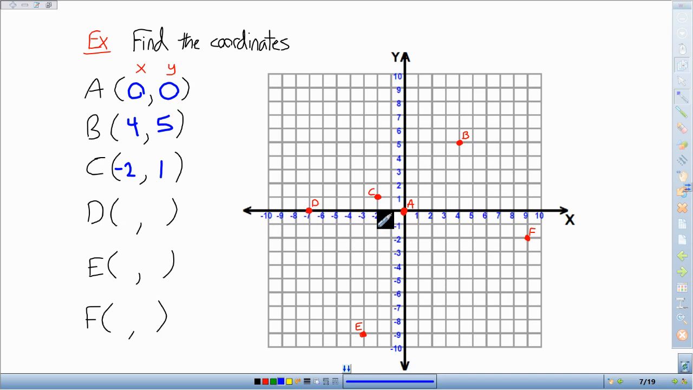D looks like it's at -7 on the x, but we're not going up or down, so 0 on the y, so -7, 0. E looks like it's at -3 on the x, down to -9 on the y. And F is at +9 on the x, -2 on the y.